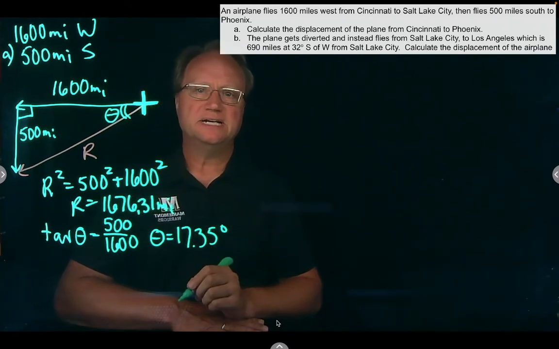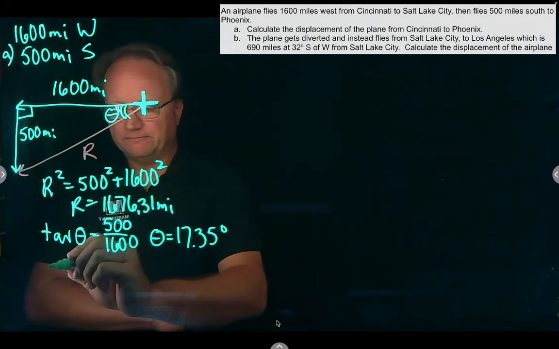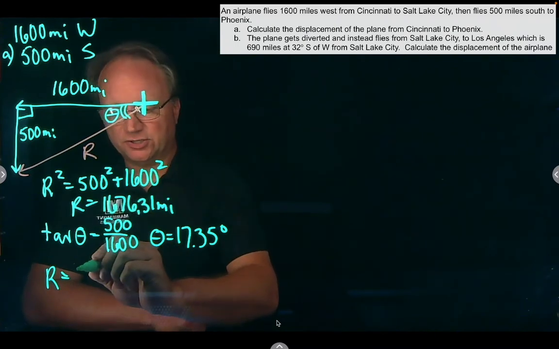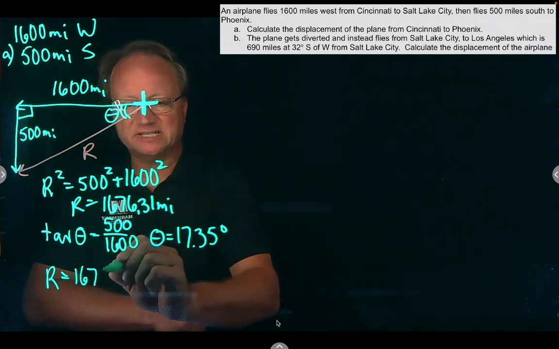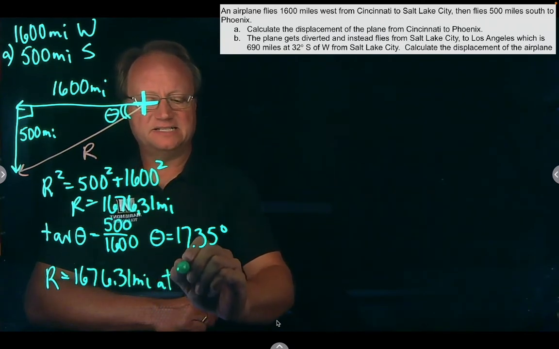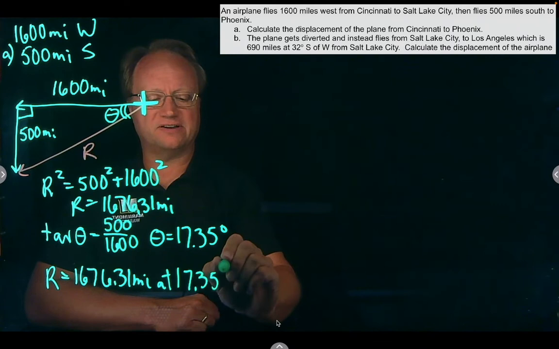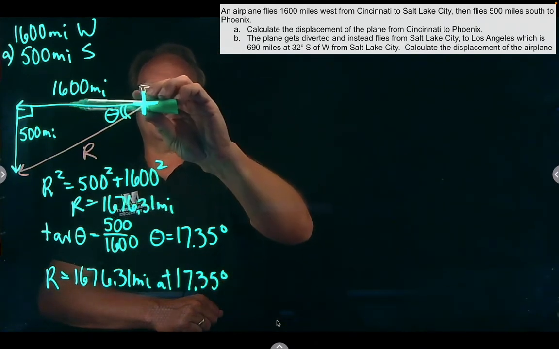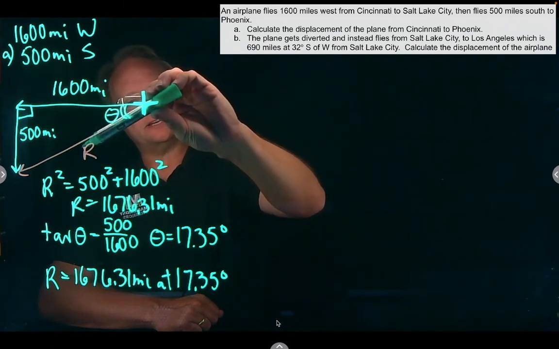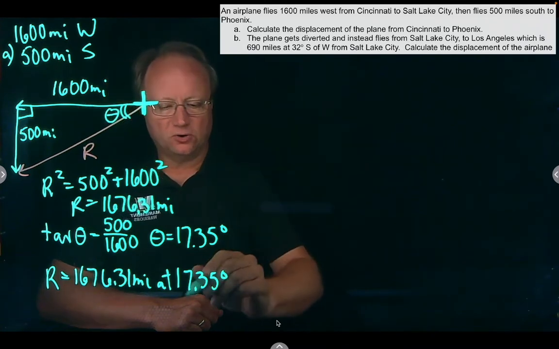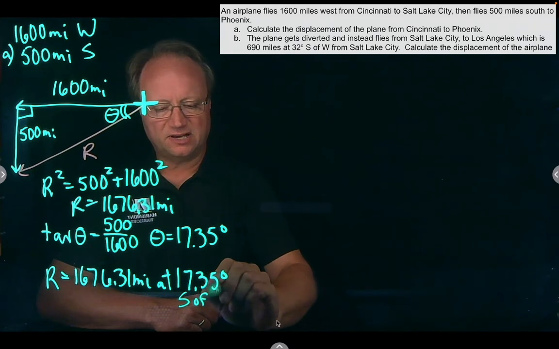So that's going to give me a theta value of 17.35 degrees. Now, to state the final answer, a vector is both a magnitude and a direction. So r is equal to 1676.31 miles at 17.35 degrees, but then we need to describe the direction. The first side of the angle starts at west, and from west we rotate toward the south. So south from west, or south of west.